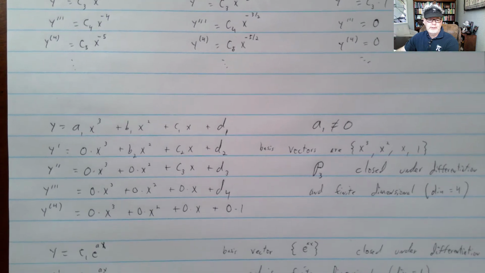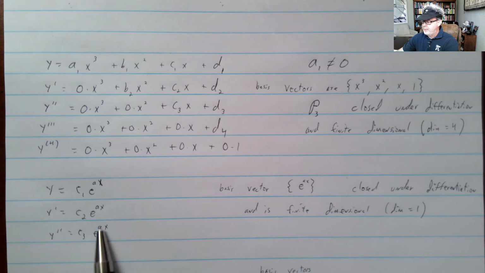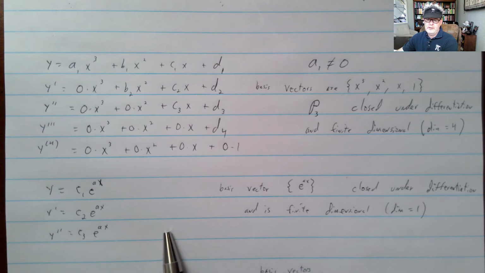A few other finite dimensional spaces would be e to a power, that is e to the ax. Then every derivative is still just some multiple of e to the same power. So this would be a one-dimensional vector space if you include that function and all of its derivatives. All of its derivatives are still just multiples of that one vector.